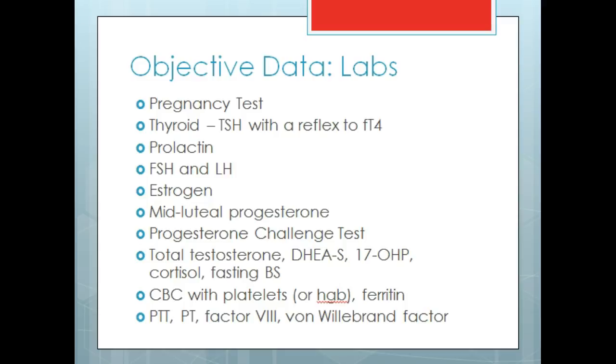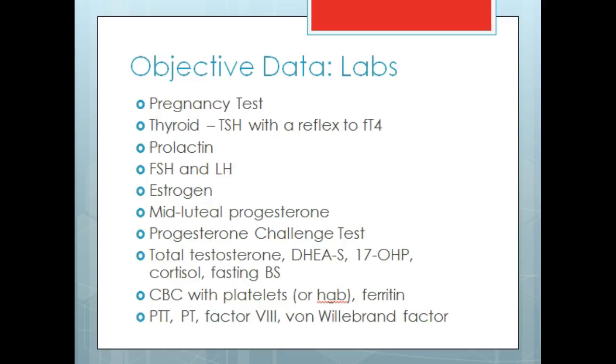And then if you think she might have PCOS based on what she's coming in with, particularly if she's also got some signs of virilization like hirsutism, or if she's got the acanthosis nigricans, that line on the back of her neck, you could consider drawing total testosterone, DHEAS, 17-OHP, cortisol, and the fasting blood glucose.